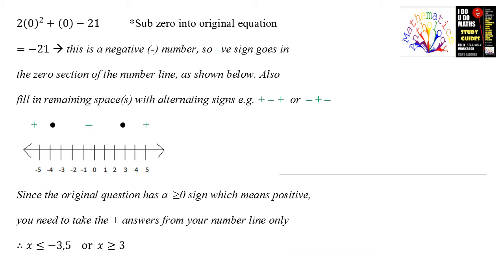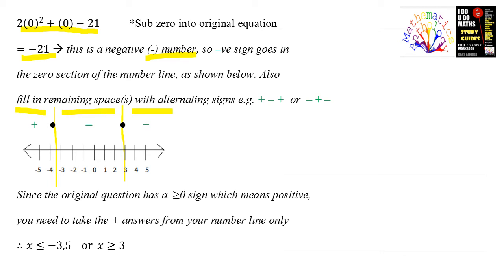Now you need to substitute 0 into the original equation. If you substitute 0 into the original equation, which is 2 into 0 plus 0 minus 21, you're going to get an answer of negative 21. This is a negative number, so the negative sign goes into the 0 section of the number line. What this means is, say your critical values are here, negative 7 over 2 and 3. These critical values break up your number line into 1 section, 2 sections, and 3 sections.